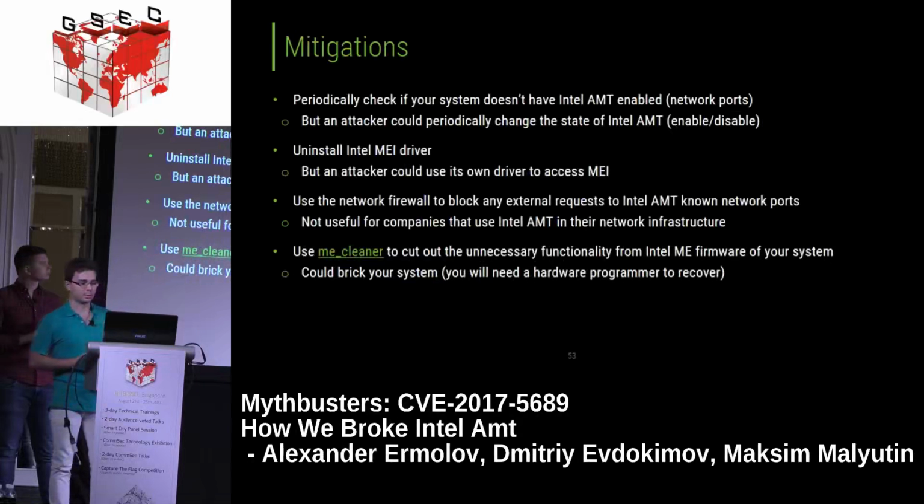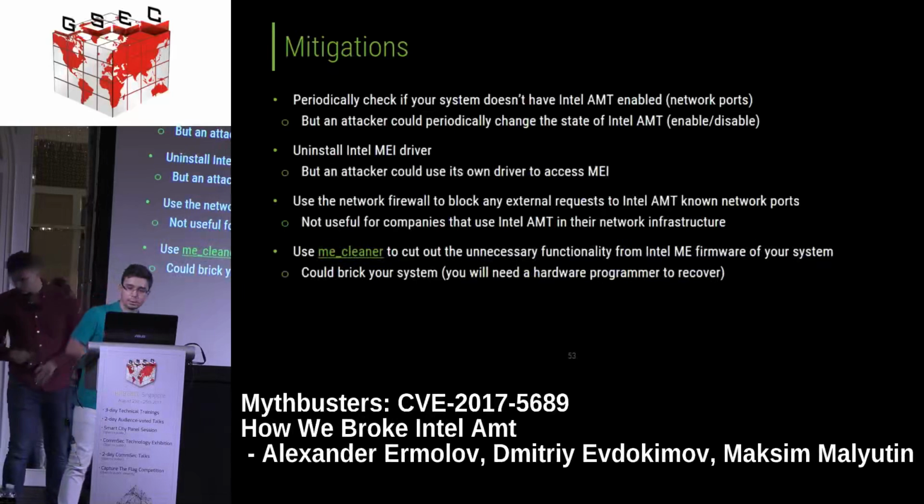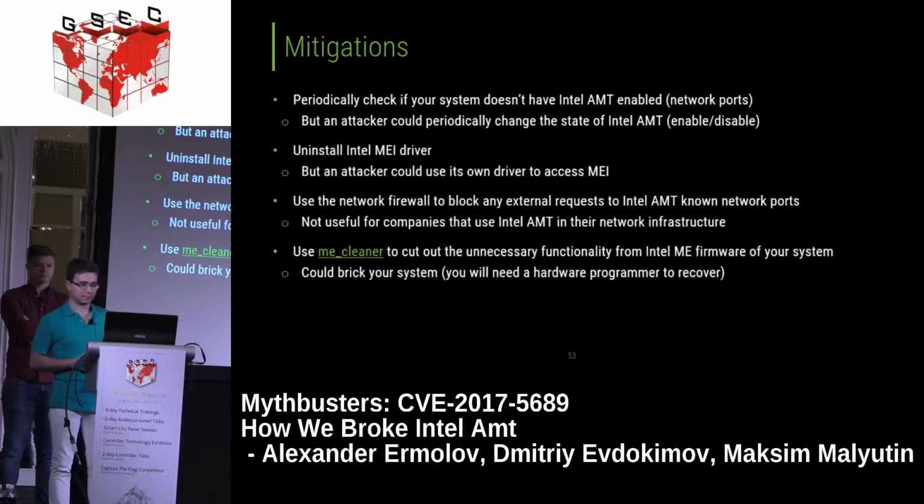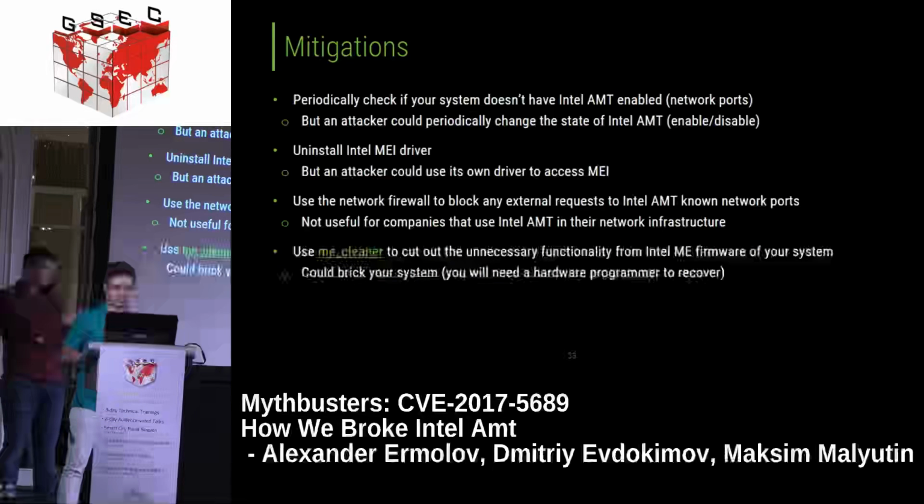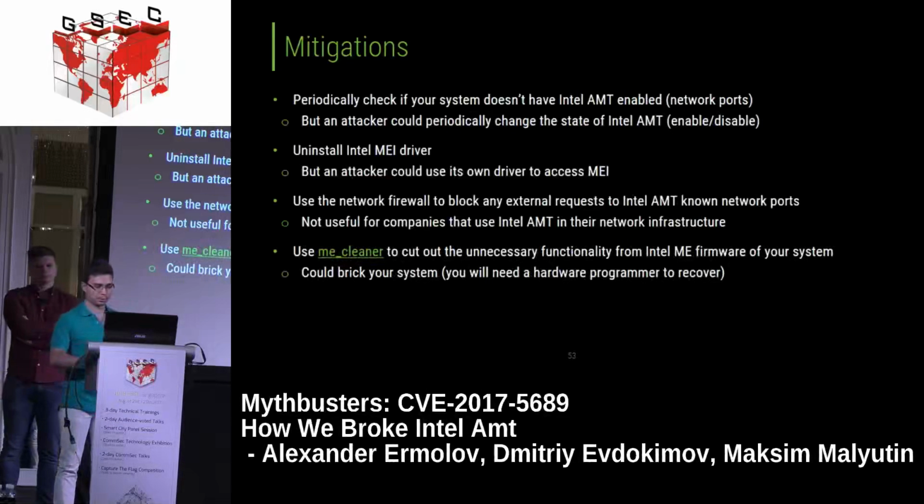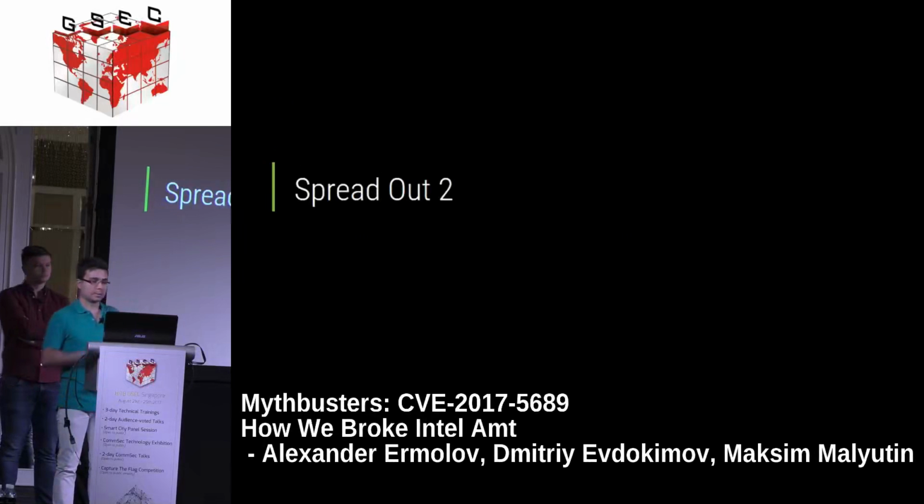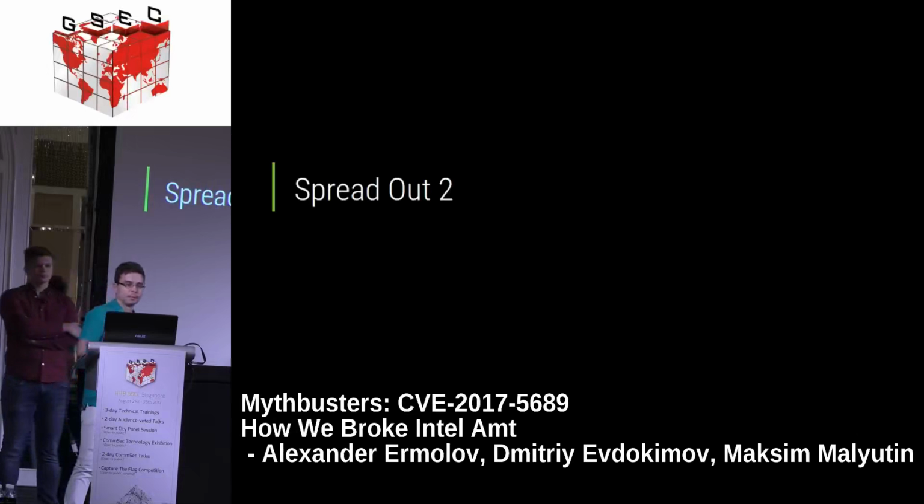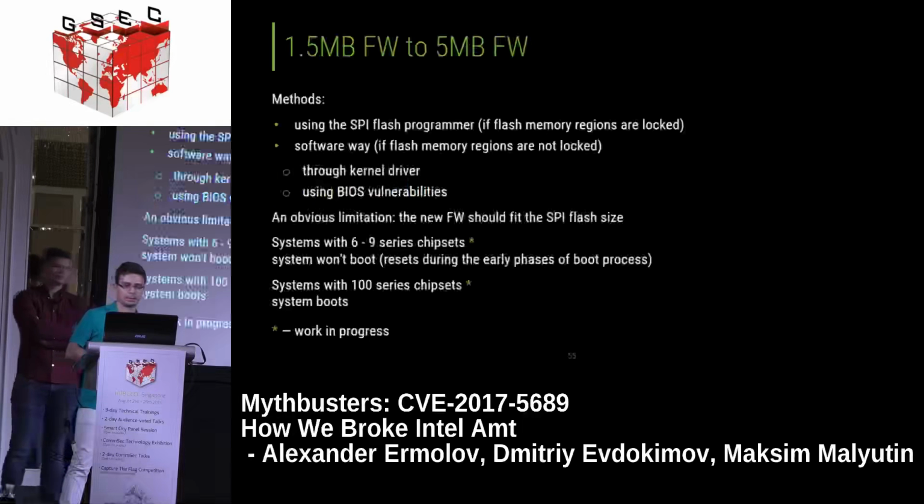If you're a company that uses Intel AMT frequently or even infrequently in your corporate network, you simply can't block this port in the network firewall because it is needed. And then you can always use an ME cleaner script to remove this functionality. However, this is dangerous and can break your system. We didn't stop here and went on. We had a question to be answered: what can a potential attacker do if the system has 1.5 MB firmware without Intel AMT implementation?